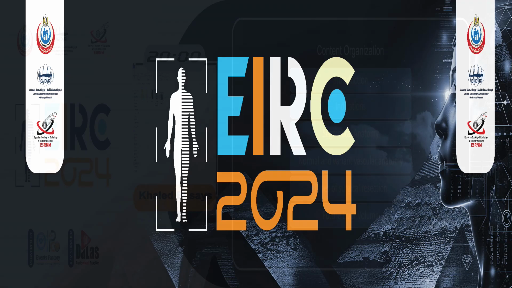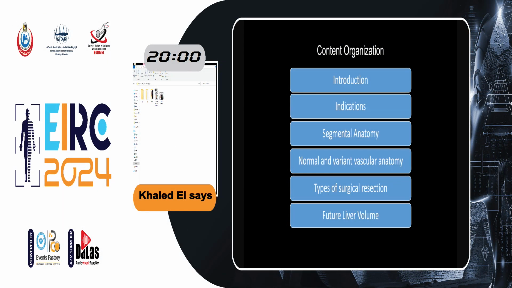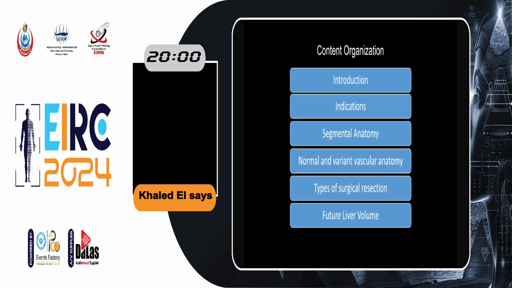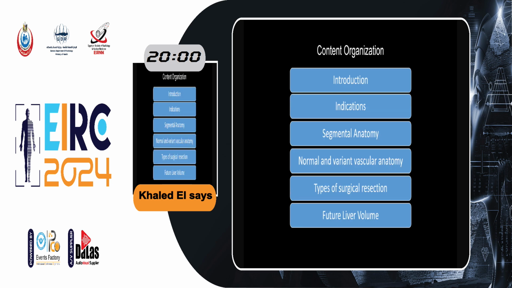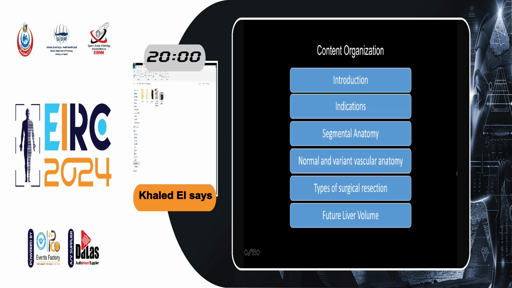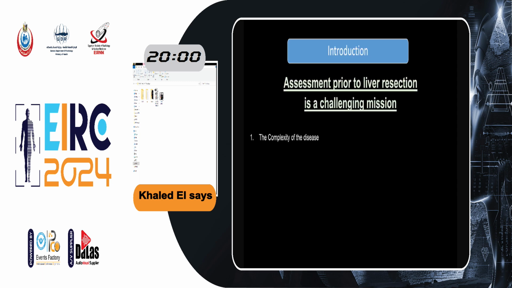So I'm going to start by introducing this lecture and then mentioning the indications, segmental anatomy, normal and variant vascular anatomy, types of surgical resection, and future liver volume. In this lecture, I'm not going to talk about liver transplantation. I'm talking about other types of surgical resection.